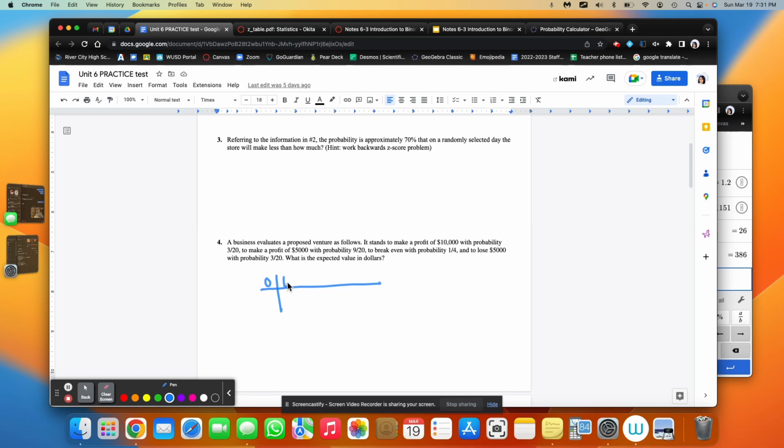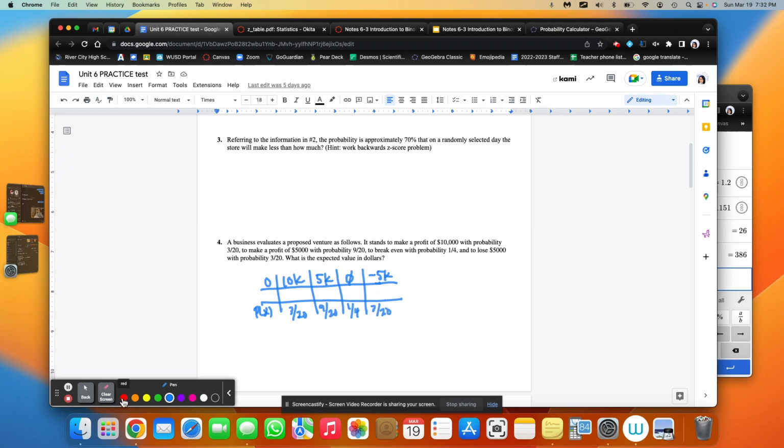So the first outcome is making a profit of $10K. Second outcome is making a profit of $5K. Third outcome is breaking even, so that's 0 profit. And fourth outcome is losing $5,000. And it gives us those probabilities. So profit of 10,000 is 3 out of 20. Profit of 5K is 9 out of 20. Breaking even is 1/4. And losing 5,000 is 3 out of 20.